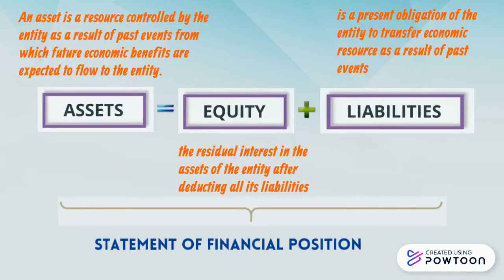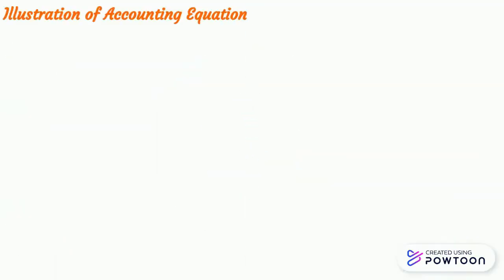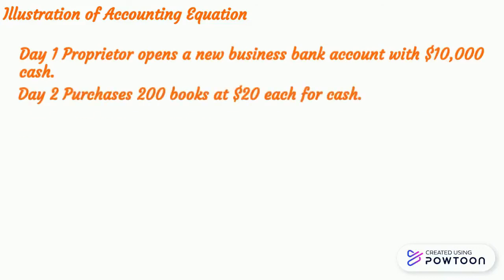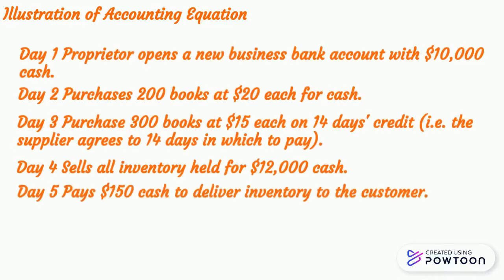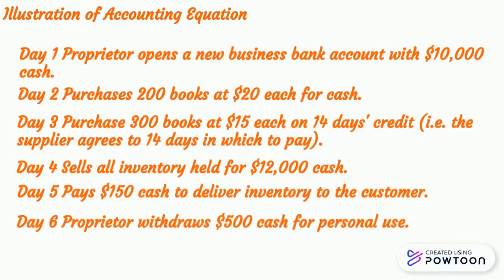Meanwhile, liabilities are obligations of the business that need to be paid. Any business transaction will be affected by this accounting equation, and it will show the current position of assets, equity, and liability. The following example will show how the accounting equation affects the business transaction and the position of assets, liabilities, and equity after each of the following transactions occurred.